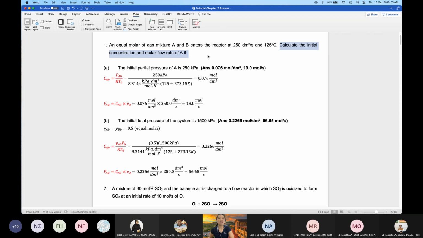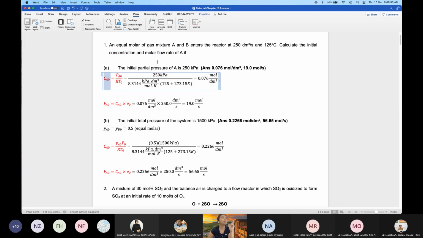So what do they want to find? They want to find the initial concentration of A. You know concentration, the symbol is C. Concentration must be specific to the compound. Since they say this is for compound A, C subscript A. Then don't forget, for concentration you have initial and final concentration. Since they say initial concentration of A, they want us to find CA0 first.